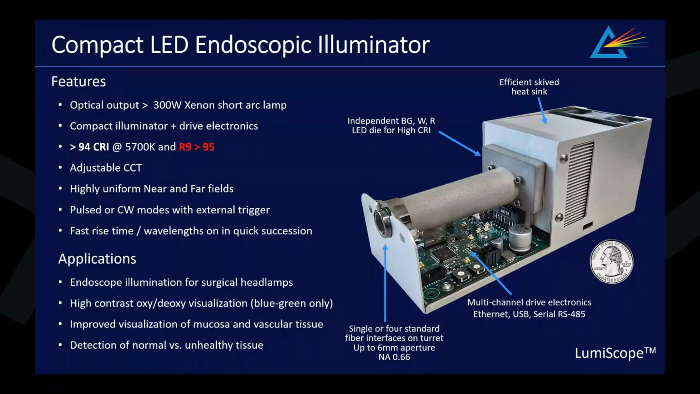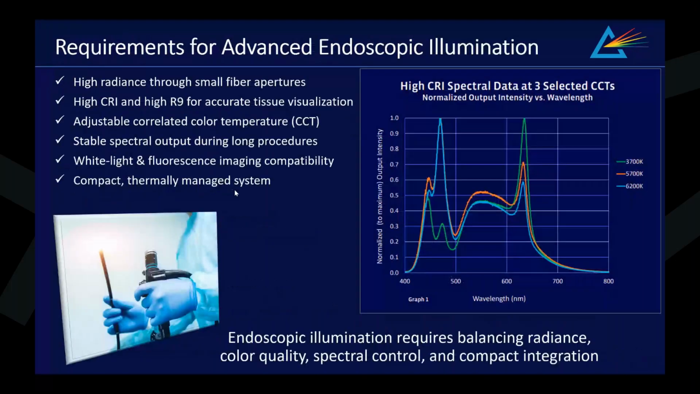The illumination engine shown here combines independently controlled wavelength groups as indicated on the previous slide. You can see blue, white, and red.